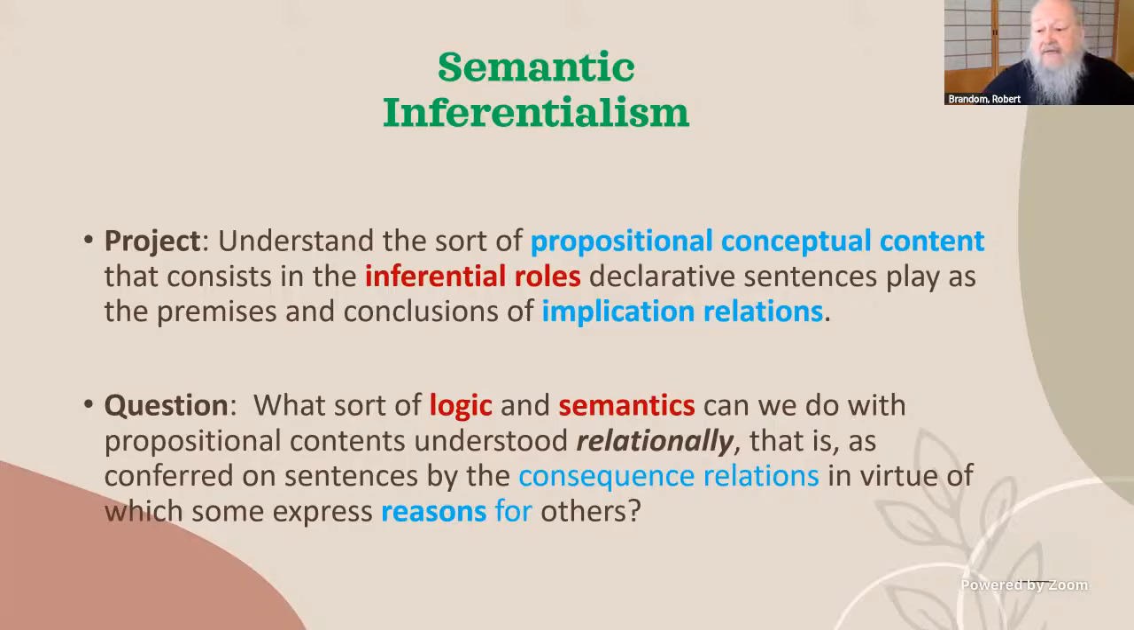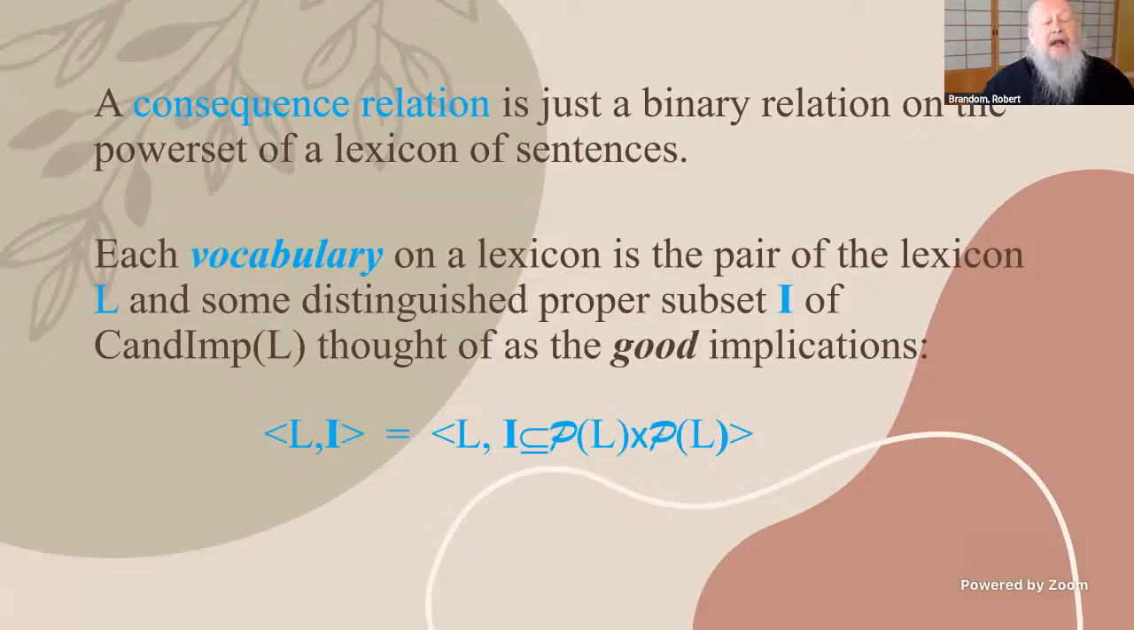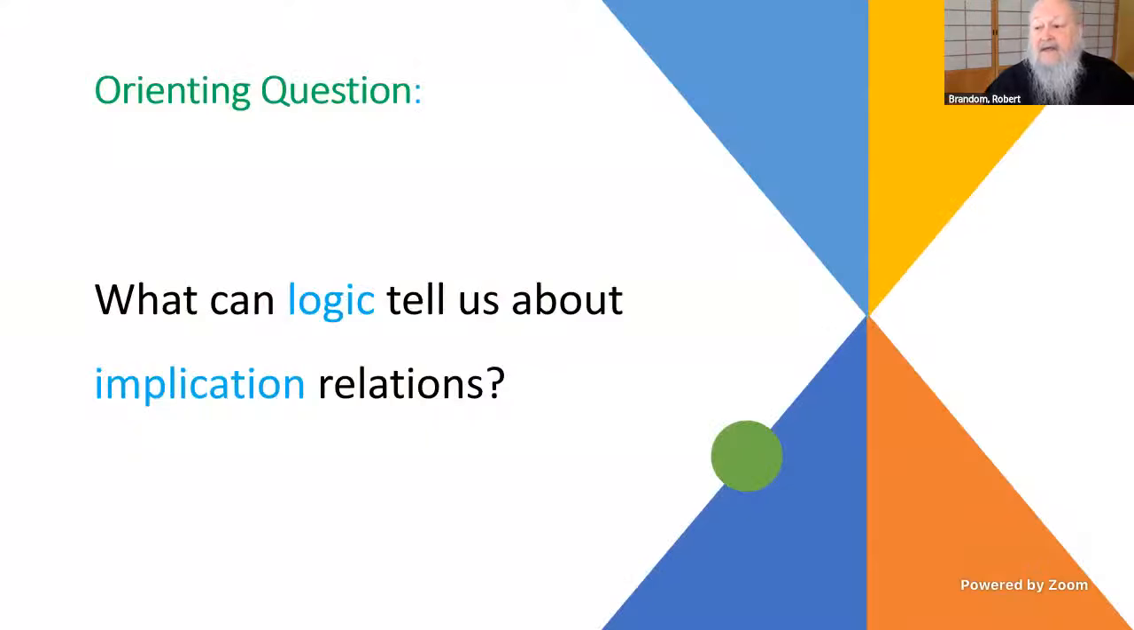Now, there are special features of this case. To begin with, the sentences don't typically have consequences all on their own. The inferences we're interested in are multi-premise inferences, sometimes massively multi-premise inferences. Really, we should think about the implication relations as holding between sets of sentences. We're really talking about a consequence relation just as a binary relation on the power set of some lexicon of sentences. So we have a basic relational structure that has that lexicon, a set of sentences, and then some distinguished set of pairs of sets of sentences, a binary relation on them, thought of as the good implications, the ones whose first element, thought of as premises, provide good reasons for the second set, thought of as the conclusions.